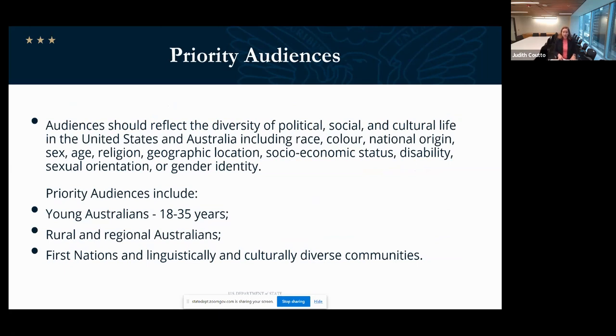The priority audiences that we're really focused on is very broad. We do not discriminate in any way on the basis of any characteristics, as you can see articulated in this slide. We really do want the publics that we're connecting with to reflect the true diversity of Australia and of the United States. In particular, we are interested in funding programs that will engage young Australians, Australians outside of the major metropolitan areas, and Australians from First Nations communities and linguistically and culturally diverse communities.